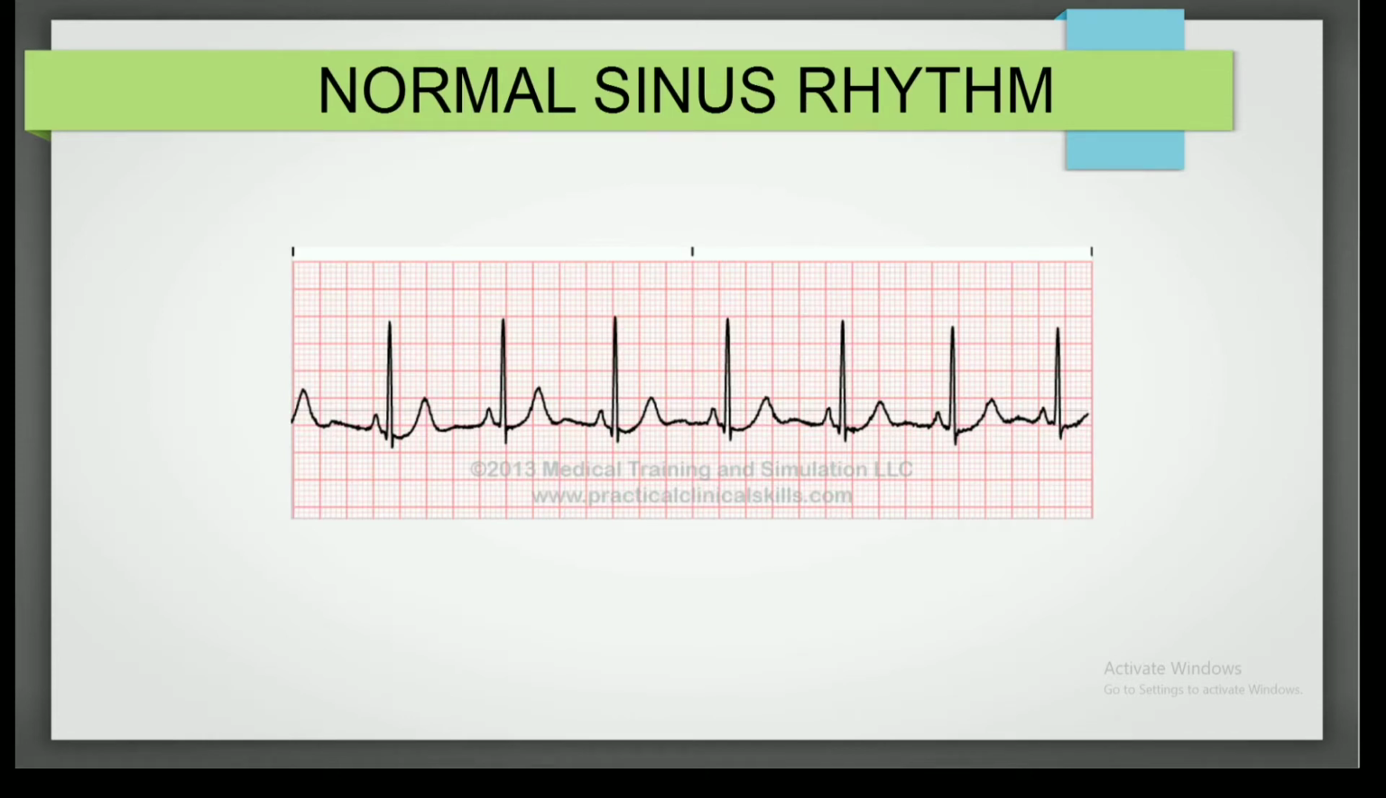Then the normal sinus rhythm. This is a normal sinus rhythm. You can see here the P wave, and this is the QRS complex. This is the T wave. This is a normal sinus rhythm.